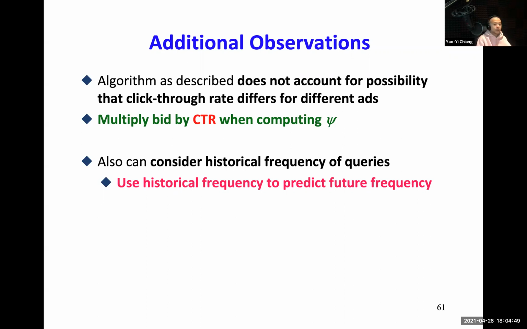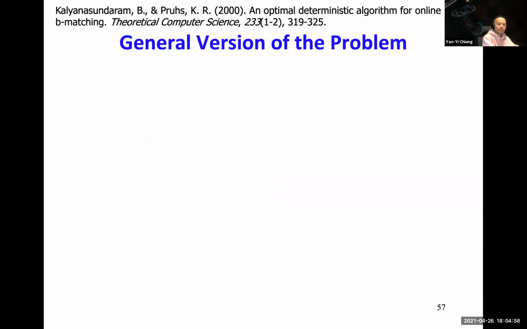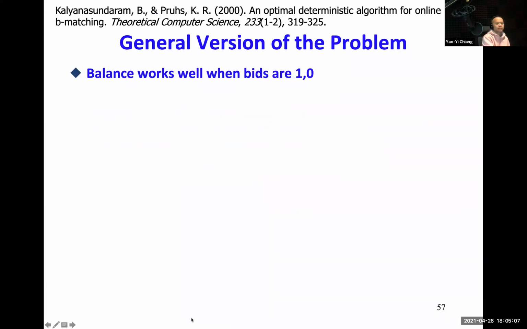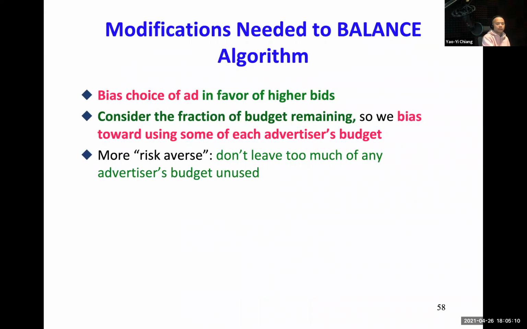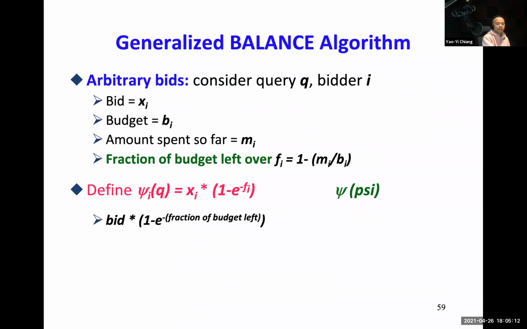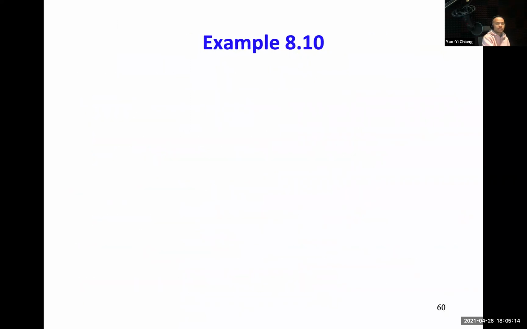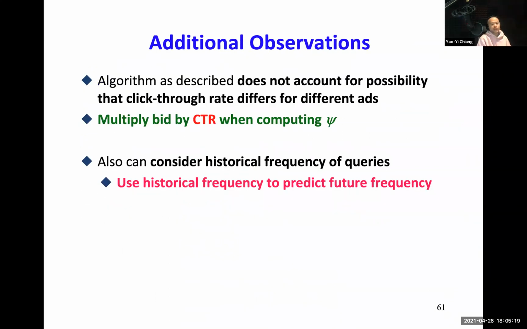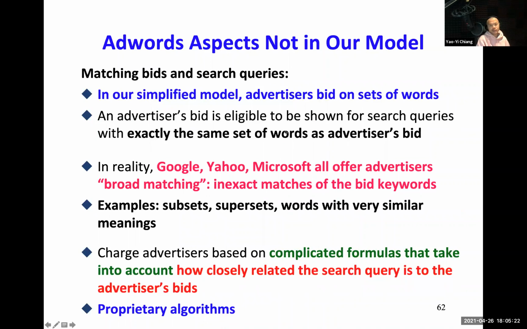And we showed that for the greedy algorithm, your competitive ratio is 1/2. For your balance algorithm that considers budget, you have a very interesting competitive ratio, 1-1/e. All right. So we also talked about a generalized balance algorithm that considers bids and all that. All right, so what are the things that we have not discussed in our model?